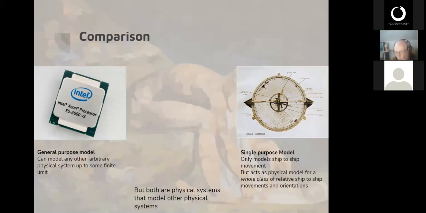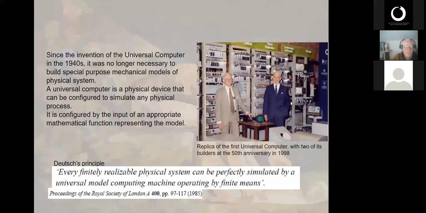And nowadays you would have to have this kind of device. And since the invention of universal computers, in general, you no longer have to build special purpose mechanical models. The type of mechanical modeling for gunnery purposes, for example, stopped being made after the 1940s. From then on, armies and air forces and navies started to use general purpose computers for it.